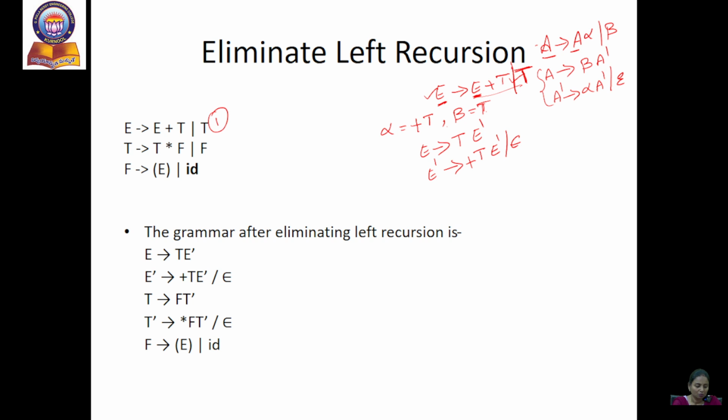So this is what we got from this formula. Now you can check: E derives T E dash, so no left recursion. E dash derives plus T E dash, so no recursion. Here epsilon is compulsory. As per the rule of the given formula, you have to write the epsilon compulsorily. So E derives T E dash, E dash derives plus T E dash or epsilon. Now we'll see the second production.